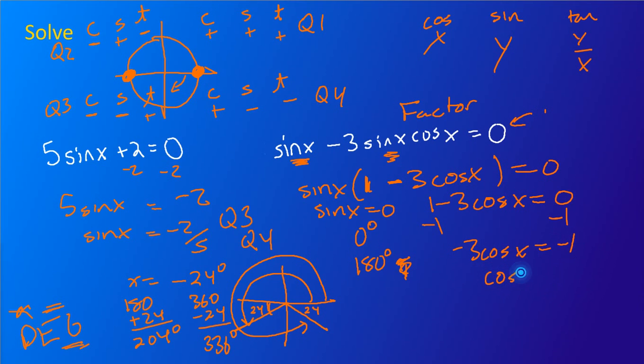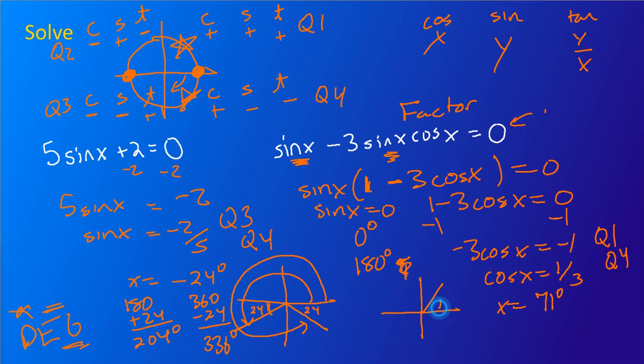Divide by negative 3. So I get cosine equals a third. So cosine is positive. So where is cosine positive? Well, if cosine is x values, I should be in quadrant 1 and quadrant 4. So I'm thinking of a quadrant 1 and a quadrant 4 angle. So now I'm going to do my inverse cosine. So when I do inverse cosine of a third, I'm going to get about 71 degrees. So that's my reference angle.